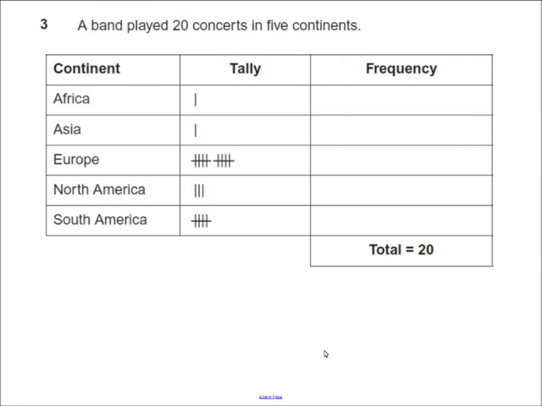Question 3. A band played 20 concerts in 5 continents. They then give you a tally of those 20 concerts. So the first thing I would do is actually add up the tally and give the frequencies to do with each of the continents. So Africa has 1, Asia has 1, Europe has 10, North America has 3, and South America has 5. And just quickly glance over them and make sure they add up to 20.